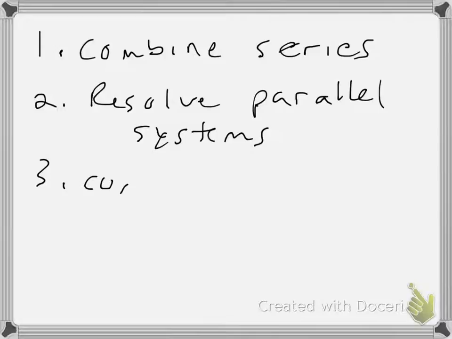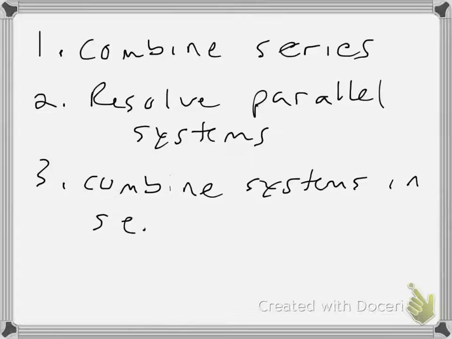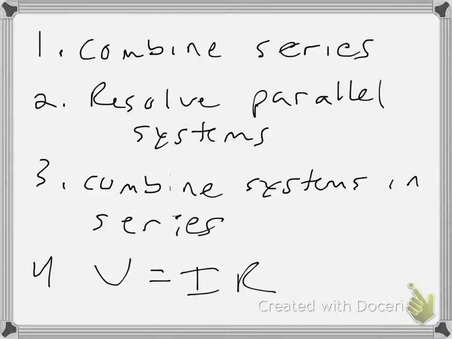Then 3, combine systems in series. So now you should have all of these systems with a resistance, and they should all be one after the other, thus in series, so you can just combine them by adding. And then lastly, you're just going to use Ohm's law, and then rinse and repeat. You're going to use Ohm's law to work backwards to find the voltage and current into the systems.